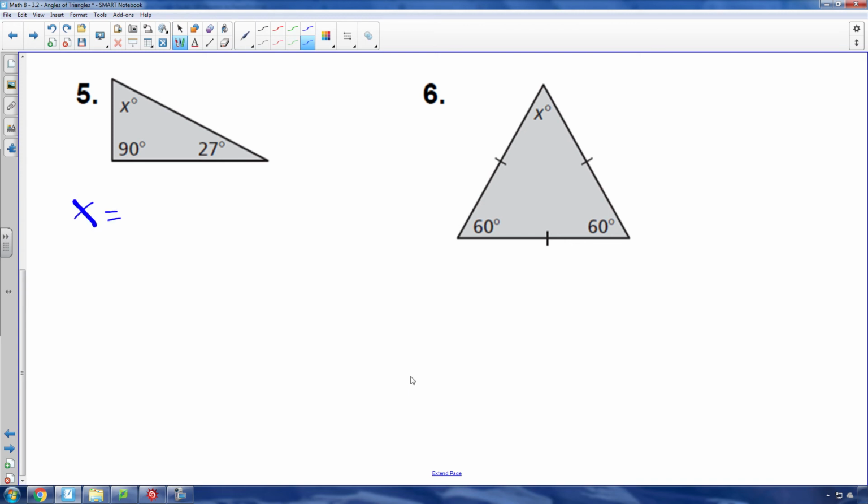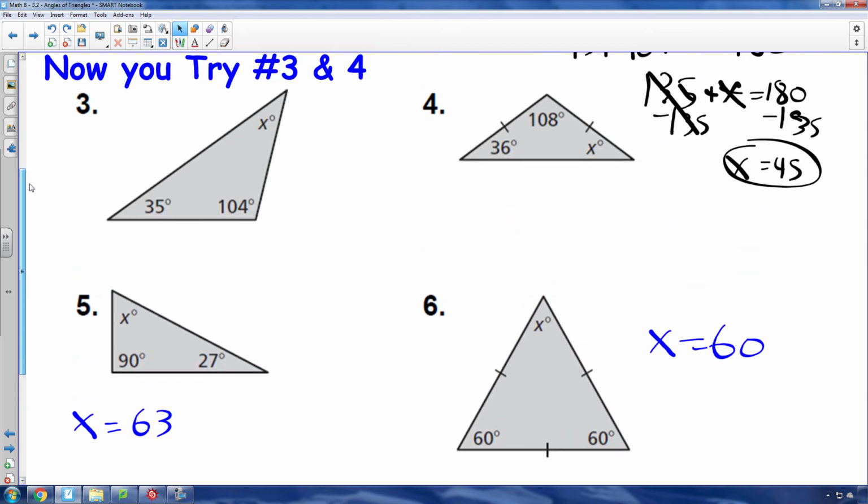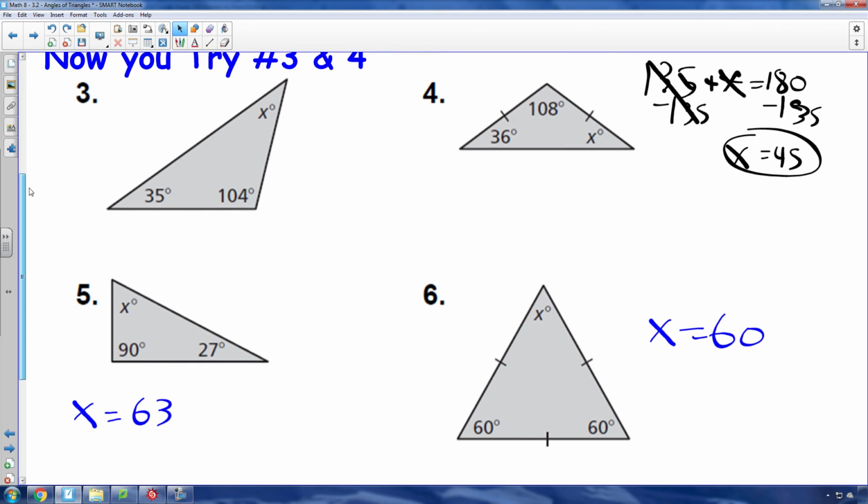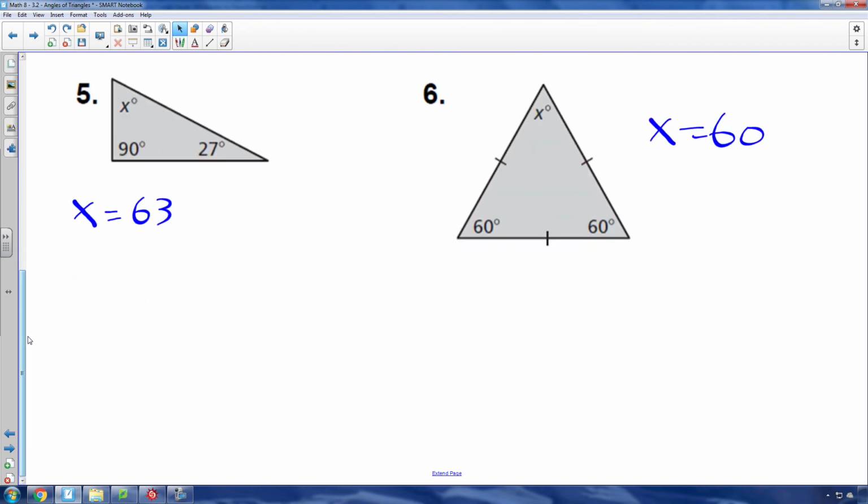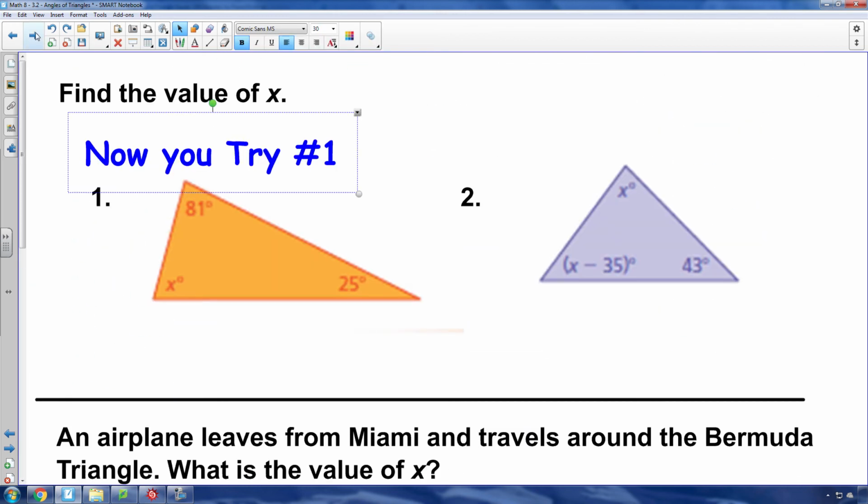The answer to 5 is x is equal to 63. And the answer to 6 is x is equal to, so go ahead, pause, try it. 60, okay? So that's what you should have gotten for those. I'm not giving the answers to 3 and 4. I'm going to check those as part of you watching this video. Okay, so that's important. Show work for that.